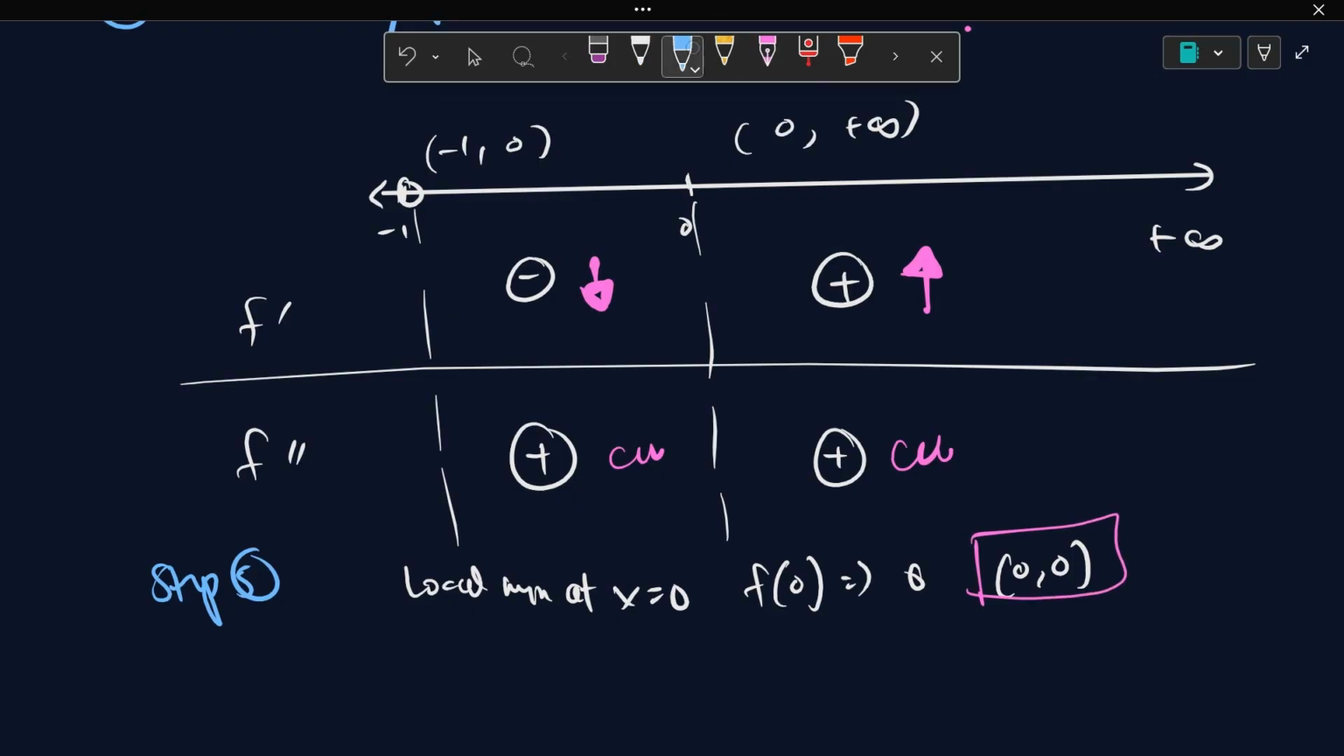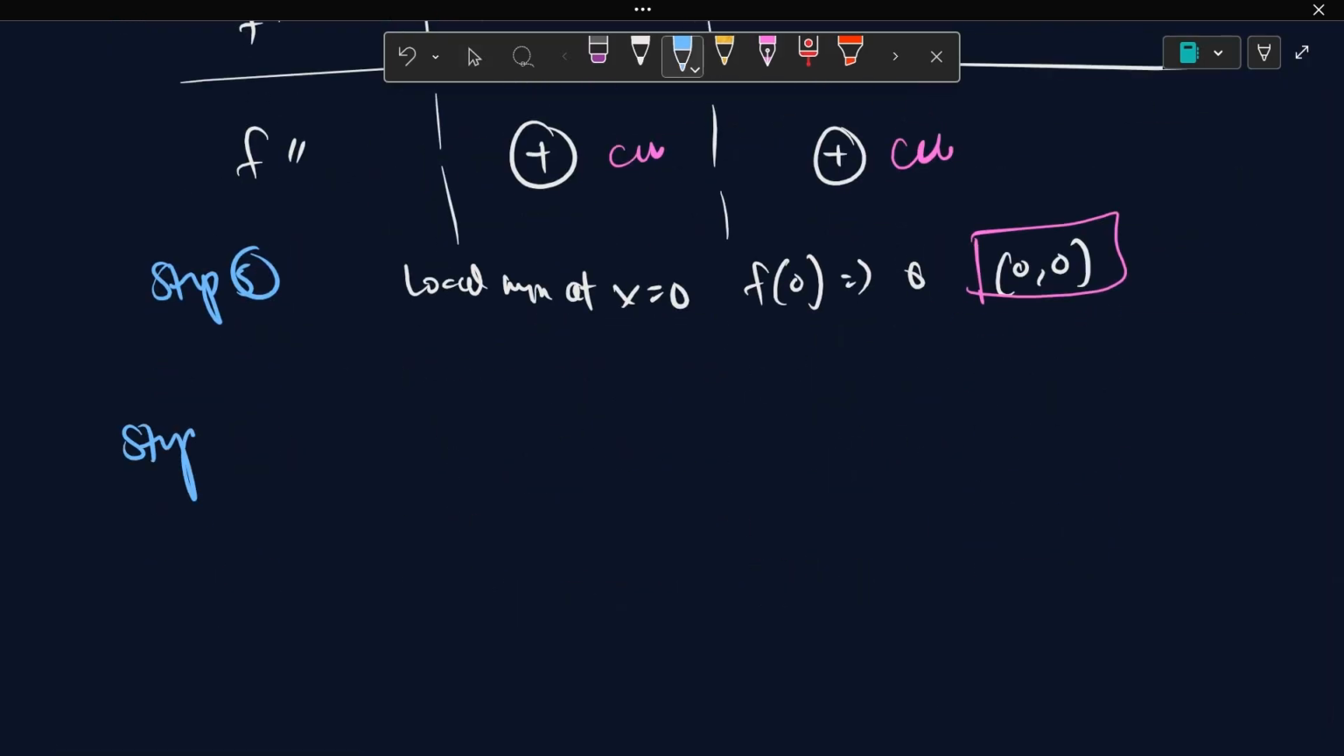So we can move on to step 6, which is basically to figure out the asymptotes, the vertical and horizontal asymptotes.